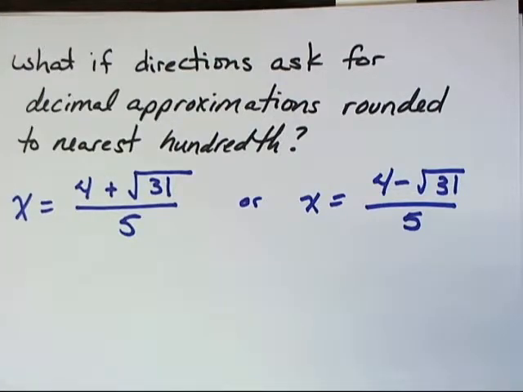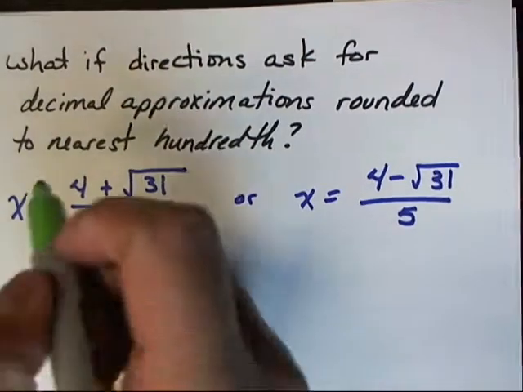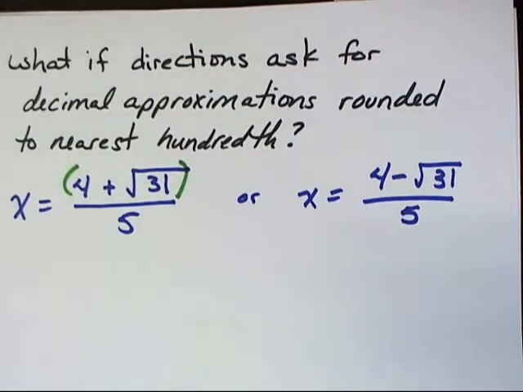So if the directions ask you for decimal approximations rounded to the nearest hundredth, you can plug this into your calculator at this point. Now, be careful. Remember that when something's written as a fraction like this, it's this entire numerator that's then divided by 5. So depending on the type of calculator you have, you have to be very careful as to how you type this in. If you have a two-line display calculator or a graphing calculator, which wasn't required for this class, but if you happen to have one, you put it in parentheses as such.